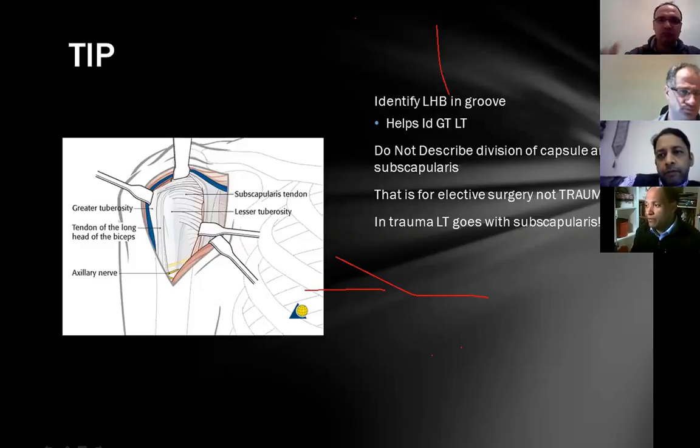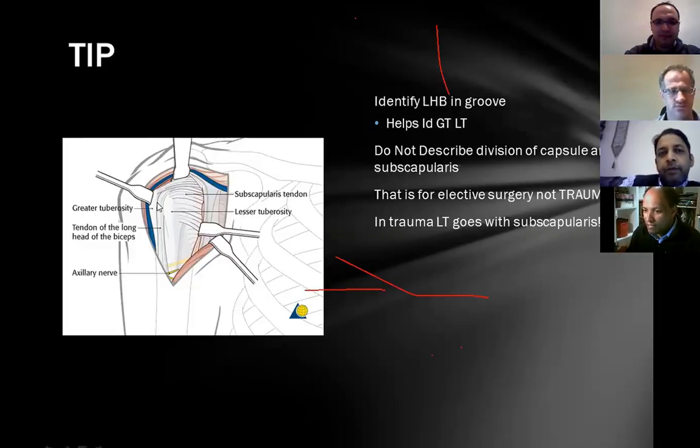I remember my first viva doing this, describing it brilliantly and thinking, wow, really done it, brilliant. And they were smiling at me. But then afterwards, it dawned on me, they asked about trauma, didn't they? They didn't ask about an elective. So this is where we're going.